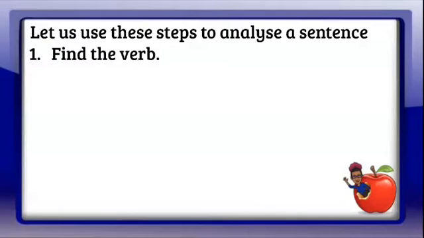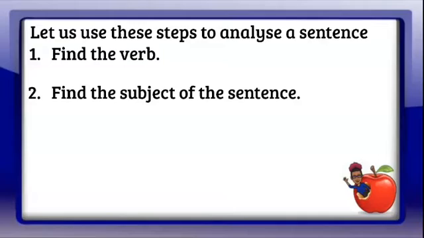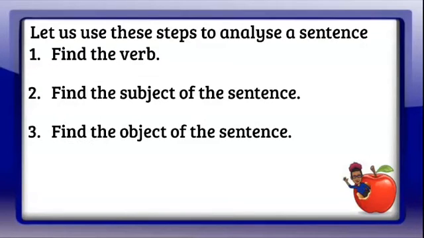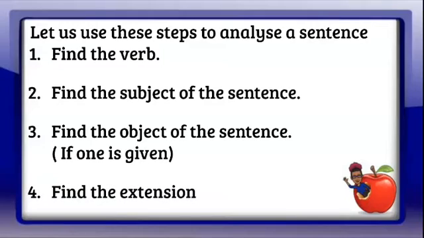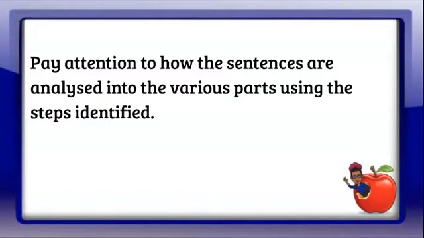So step 1, we're going to find the verb. Step 2, we're going to find the subject of the sentence, sometimes called the subject of the verb. And 3, we're going to find the object of the sentence if one is given. And 4, we're going to find the extension. Now pay attention to how the sentences are analyzed into the various parts using the steps identified.